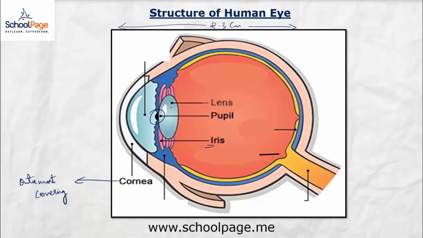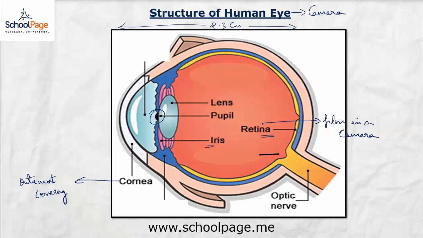This is the eye lens. In our previous chapter, we have studied how images are formed by lenses. Similarly, the eye lens is used to form images of objects. So our eye is like a camera, and this part is called the retina. The retina is the part where the image is formed. This is called the retina. The retina is like the film in a camera.